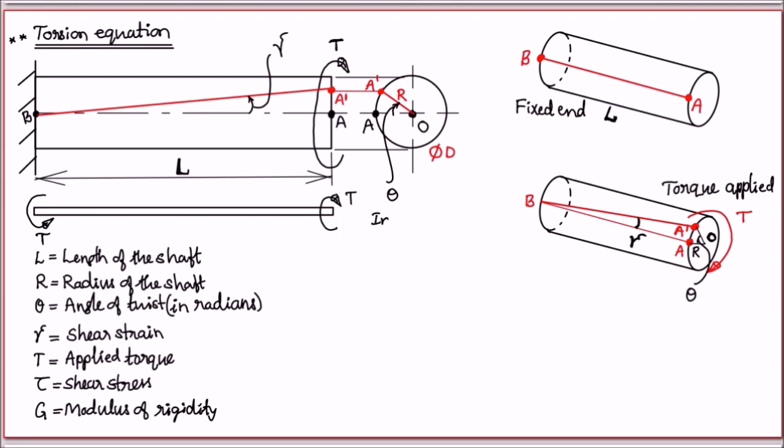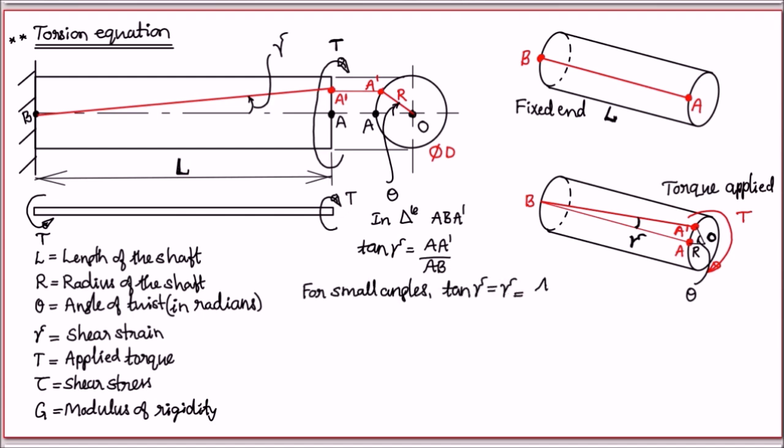From trigonometry, tan gamma is equal to AA dash divided by AB. AA dash B is a right angle triangle. Gamma is the angle that I want to find out. So I'll consider tan gamma, which will be AA dash by AB. But for small angles, tan gamma can be written as gamma. AB is nothing but length L. AB is length of the shaft. So I'll write it as L.